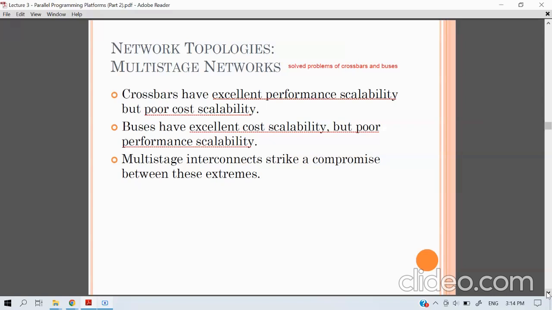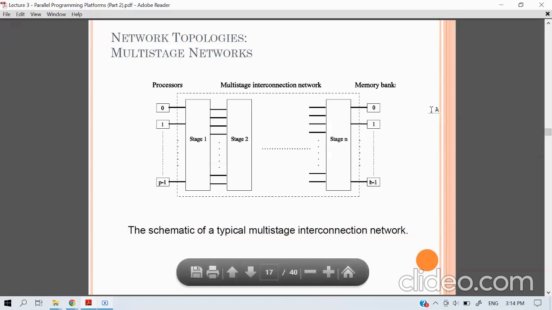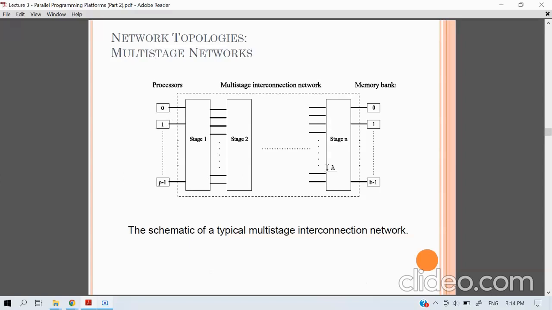They overcome these two limitations by providing another network topology. Okay, so this is the diagram for multi-stage networks, where the processors and memory are connected together stage by stage based on the number of processors and also the data that they want to pass.